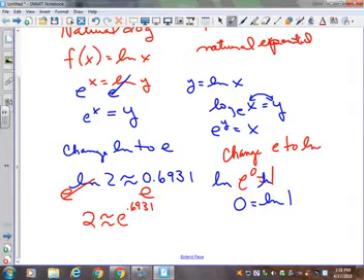Isn't that the number that we talked about? Ln of 1 is 0. So it works both ways. If you've got e, you can put ln on both sides. If you've got ln, you can put e on both sides and change it from one format to another.